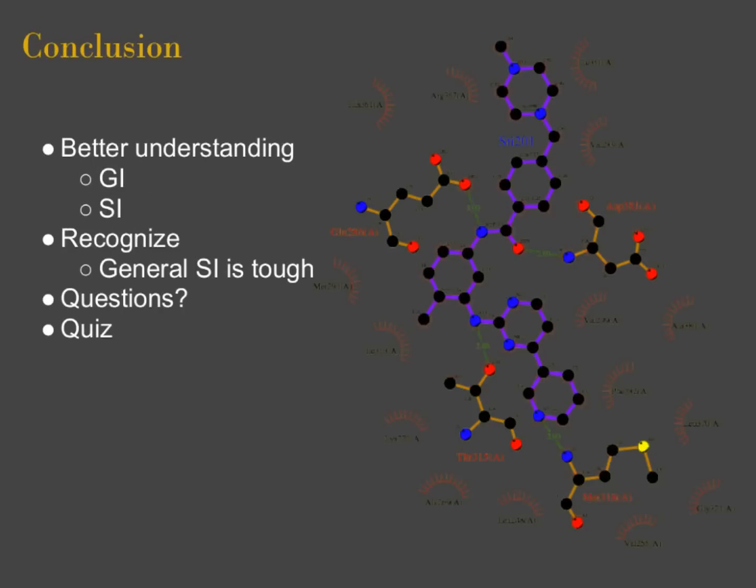I hope throughout this presentation you have a better understanding of our two problems, graph isomorphism and subgraph isomorphism. You recognize that the problems are tough. Subgraph isomorphism is in NPC. You have a better understanding of complexity classes, I hope.